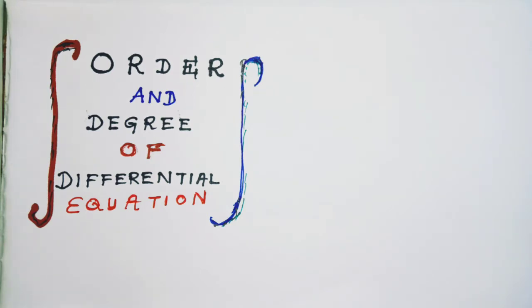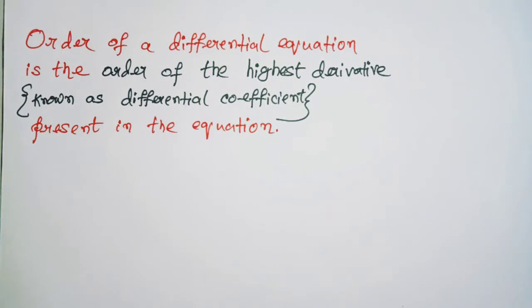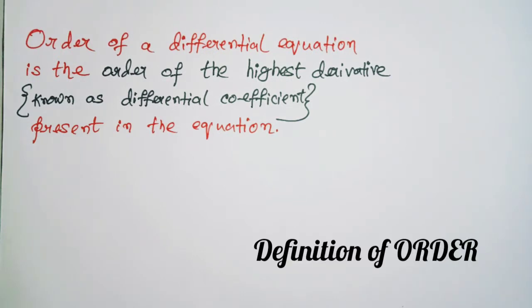First we will look into order, which is a pretty straightforward way to understand. I will just show you a quick definition of what is called an order. The order of a differential equation is the order of the highest derivative, which is also known as differential coefficient, present in the equation. So I repeat, it is the highest derivative, known as the differential coefficient, which is present in the equation. A few quick examples will make our life easier.